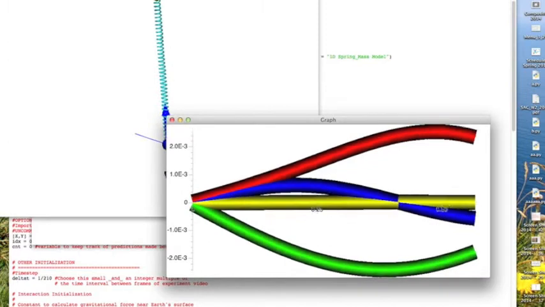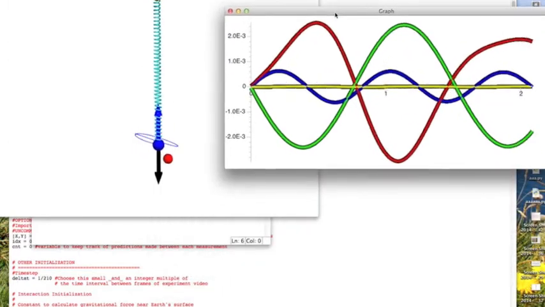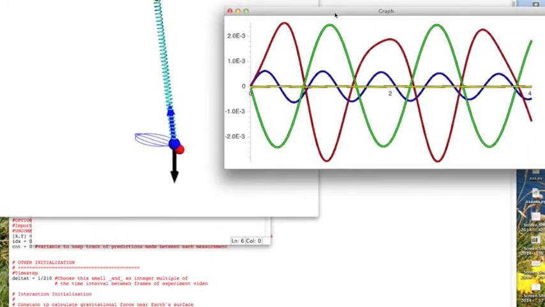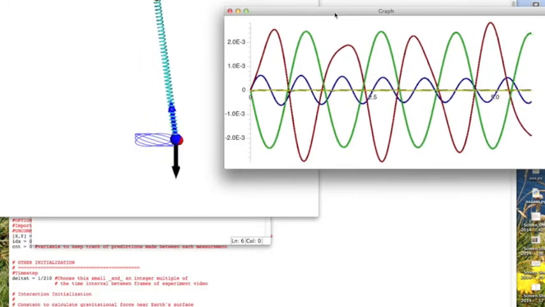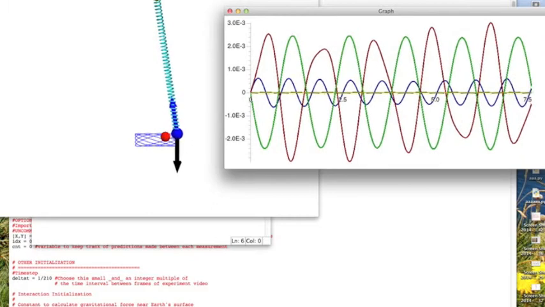Here's the code running. The red ball is the data from Tracker. Notice that the model does a pretty good job of predicting the motion. The red line is the spring potential energy, the green is the gravitational potential energy, the yellow, notice that it's 0, is the total energy of the system, and the blue is the kinetic energy.